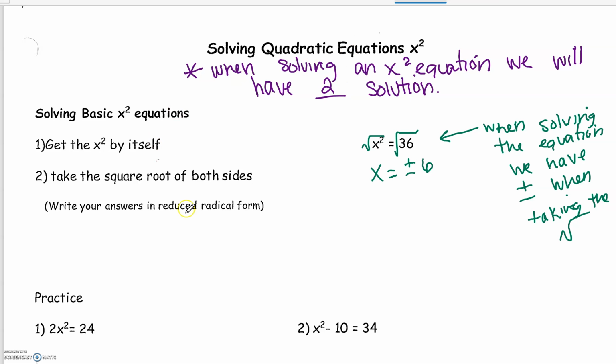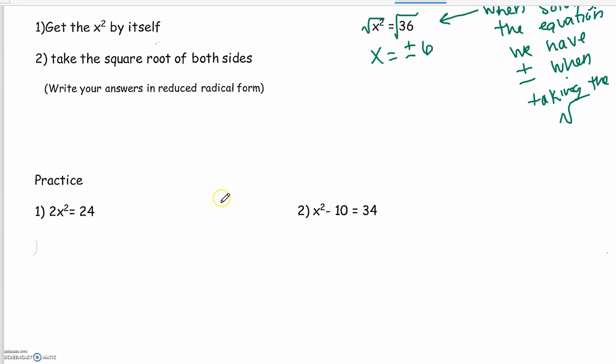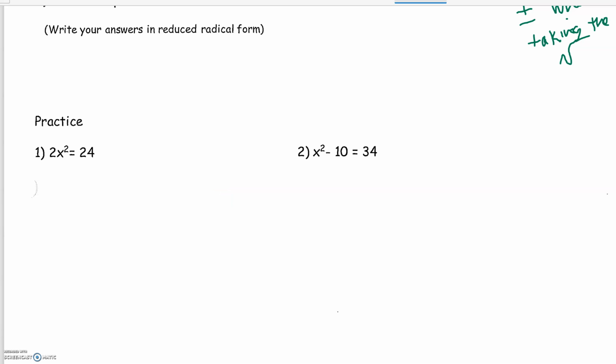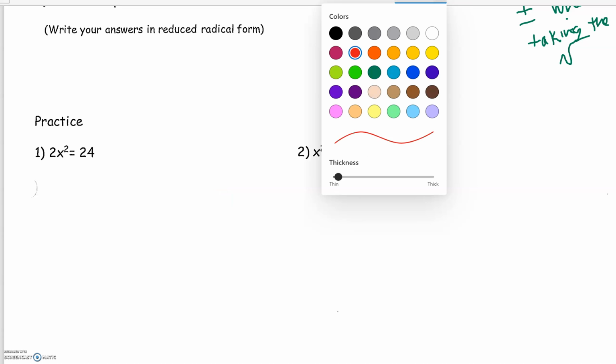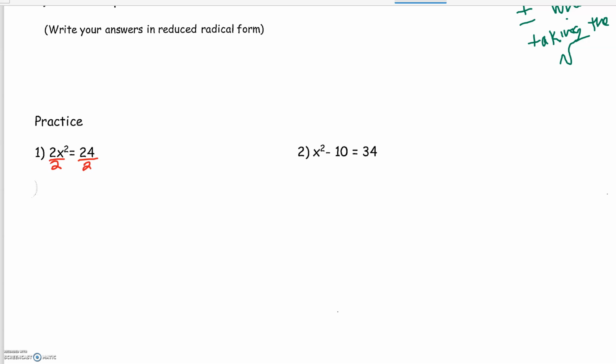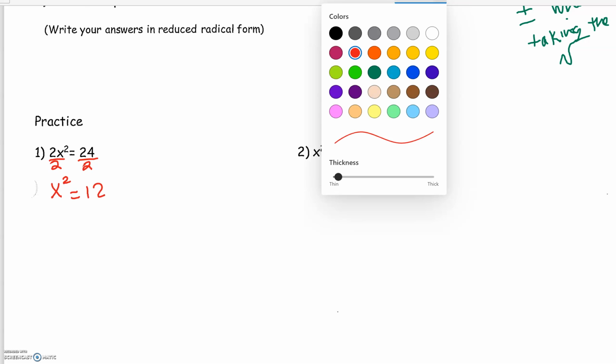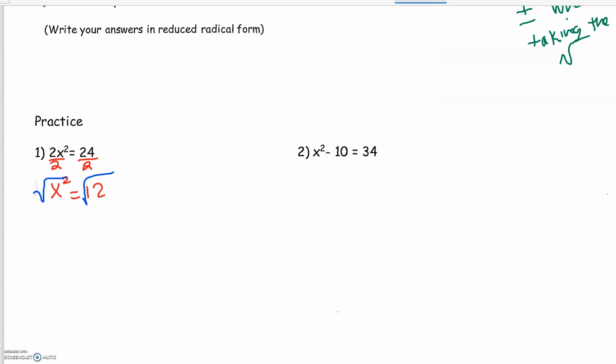Okay, and we're going to write it in reduced radical form. So we're going to simplify that radical and we'll review that. So here we're going to divide by 2 because we need to get that x squared alone first before we do our square root. And now that it's alone, we can do our square root. And when we square root, again, we have a plus minus and we have just our x. And then the 12, we want to think about what times what gives me 12. And so we want to simplify. So 4 times 3, and then I look to see any of those that are a perfect square.